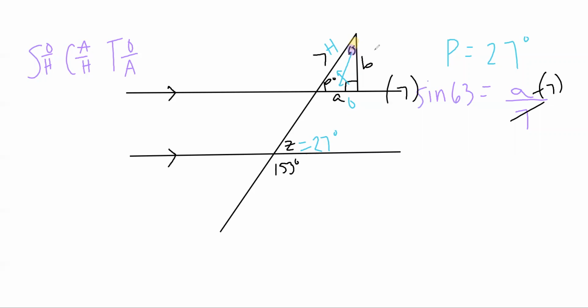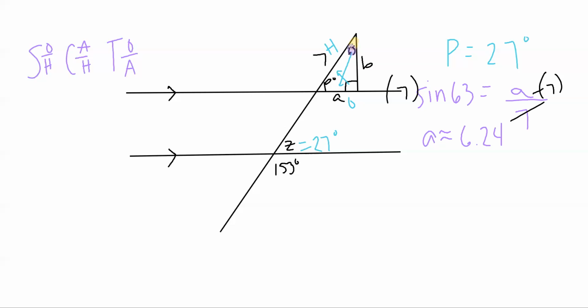So just double check, hit that mode button quick, make sure in that third row down, degrees is highlighted. I'm just going to hit 7 sine 63, and I'm going to find out that side A has an approximate measurement, and I use that approximation symbol because I'm going to be rounding to the nearest hundredth. So 6 and 24 hundredths.